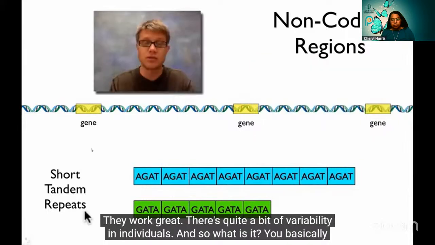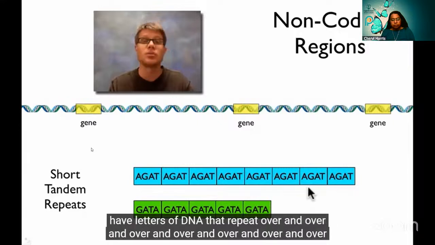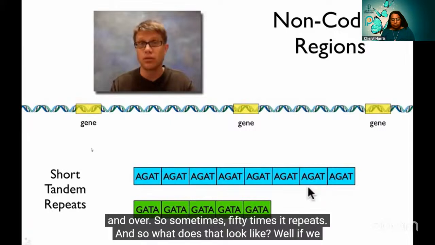And so what is it? You basically have letters of DNA that repeat over and over and over again. Sometimes 50 times it repeats. And so what does that look like?